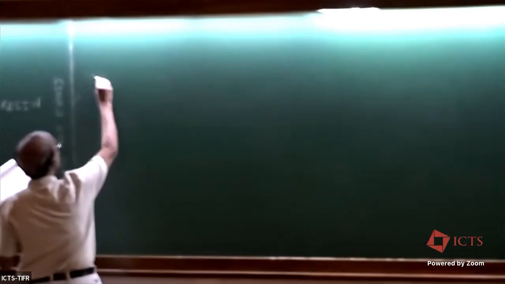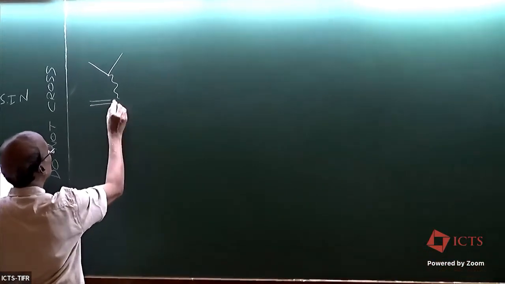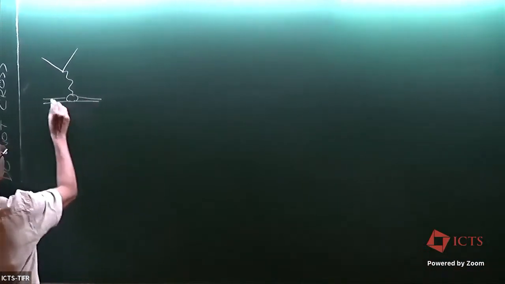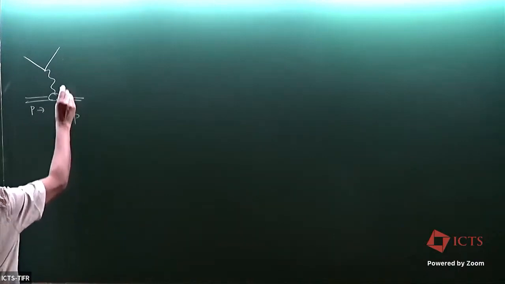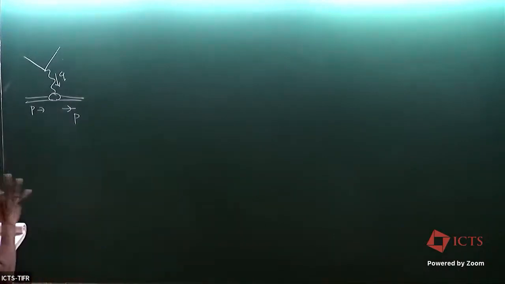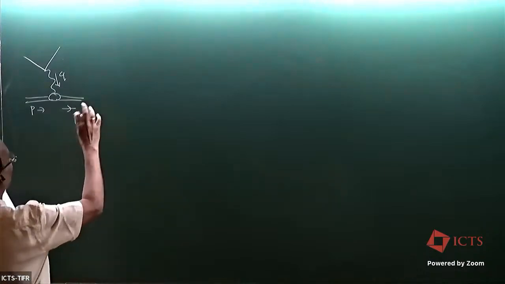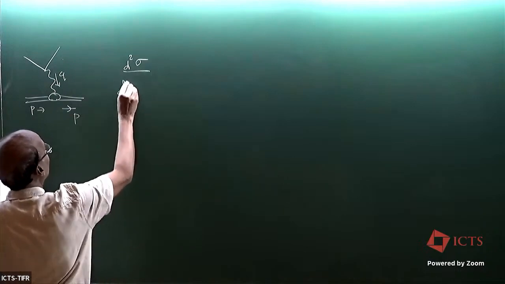So this is what I did. I initially started with, this is just a brief recollection of what we did. This is the momentum going in. This is elastic scattering. So we computed a cross section which looked something like this.